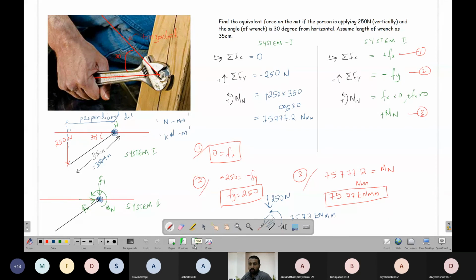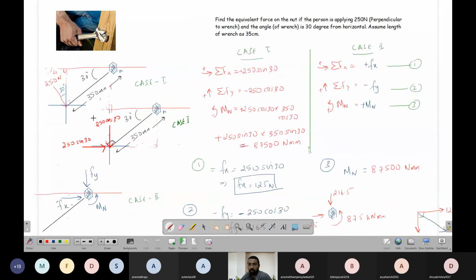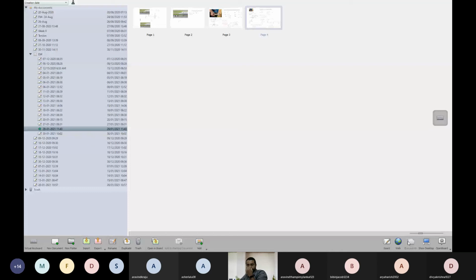We have seen two questions on a wrench, the wrench. On the wrench, this force is applied first vertically downward. Then what is the force coming on the nut? Then we found forces perpendicular to the wrench, perpendicular to the force applied. Then what is the force coming on the nut? So these two things we have seen.